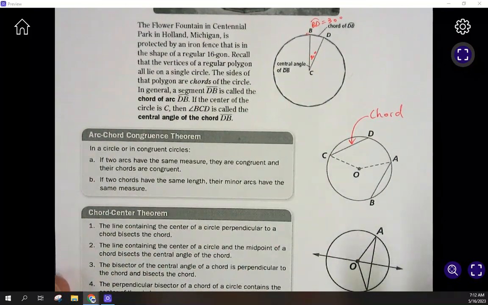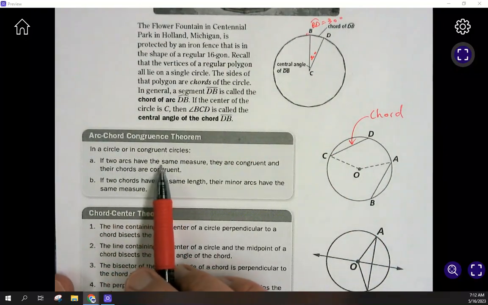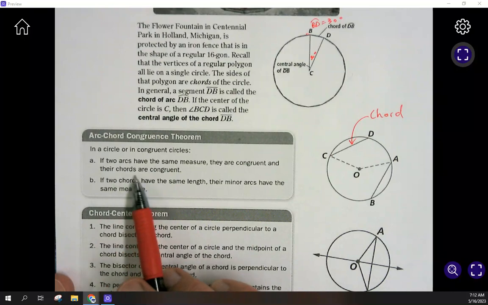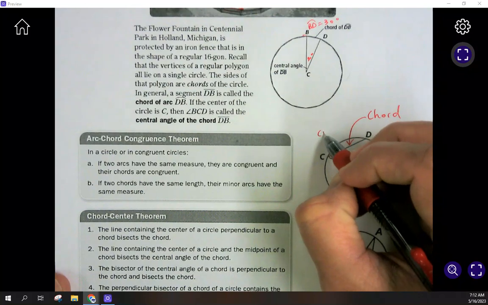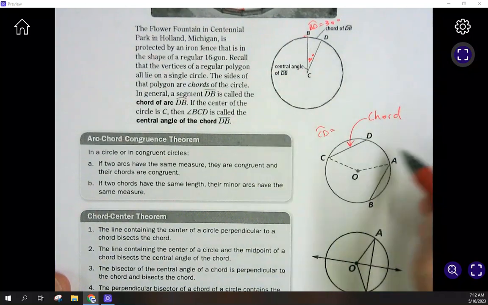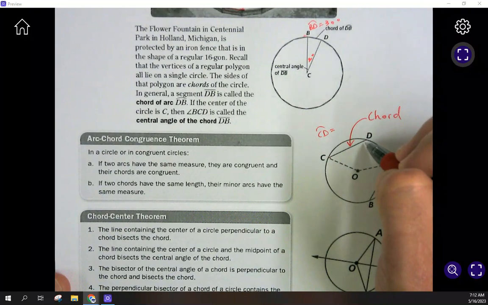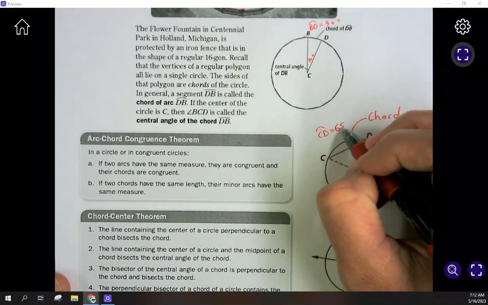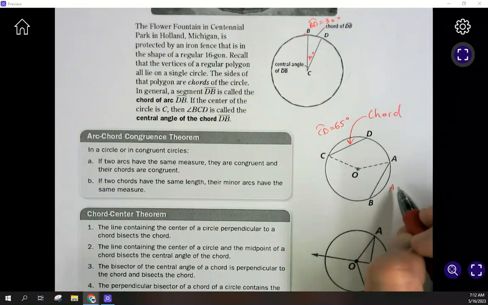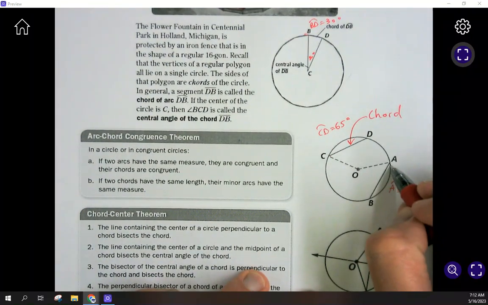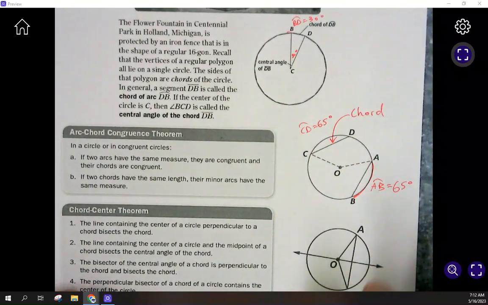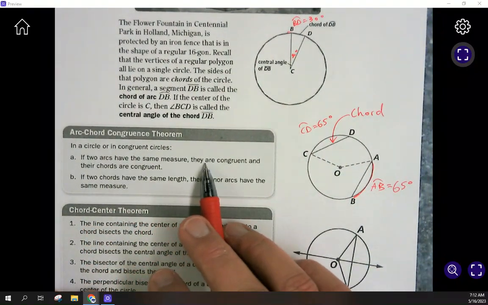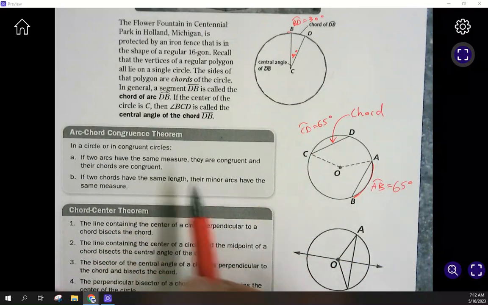But the arc chord congruence theorem basically states what I just said. If two arcs have the same measure, they are congruent and their chords are congruent. So if I have CD and I knew that the arc measure was, I'm just going to make up something here, 65 degrees. And let's say AB, the arc measure, remember that's what portion of the circle it takes up, total of 360, is also 65 degrees. If I know that that's true, if two arcs have the same measure, the arcs are congruent and their chords are congruent.